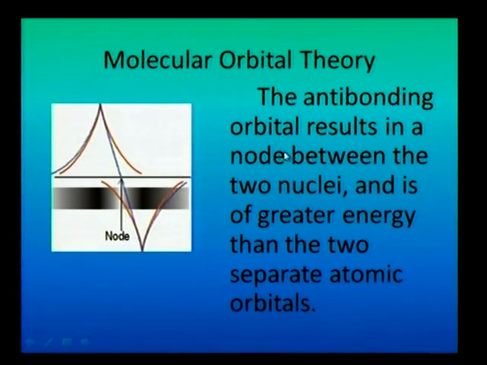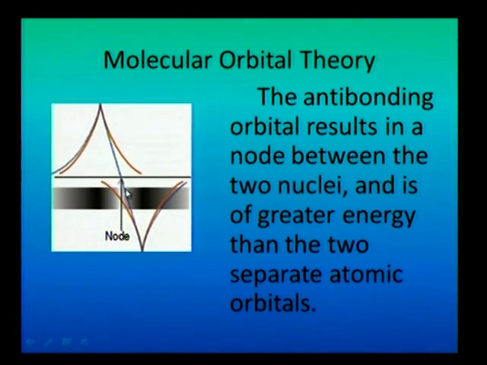Anti-bonding molecular orbital results in a node between the two nuclei and is of greater energy than the two separate atomic orbitals. Here, two electrons are combining in different phase with opposite signs and result in a node between the two nuclei. What is a node? A node is nothing but the place where the probability of finding an electron is 0.